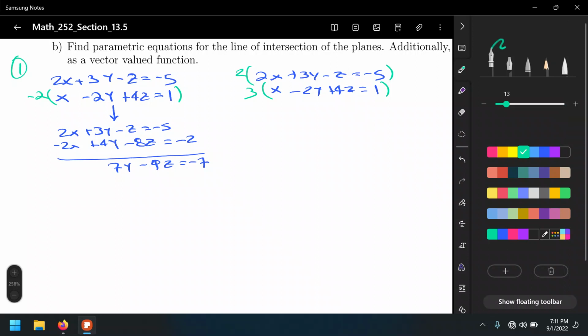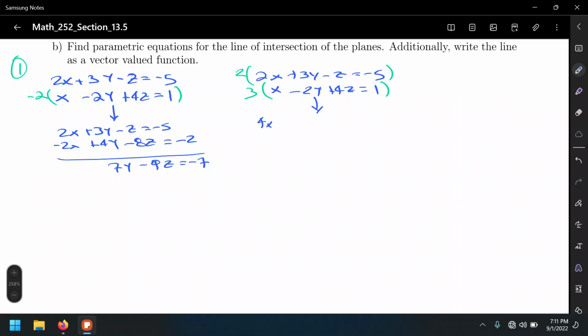So the system right here will become 4x plus 6y minus 2z equals -10, and 3x minus 6y plus 12z equals 3. Combining the equations together, the y's cancel. This is going to be 7x plus 10z equals -7.